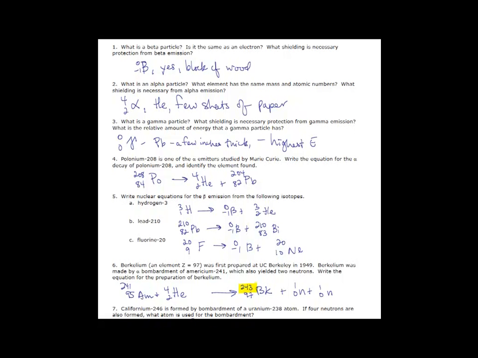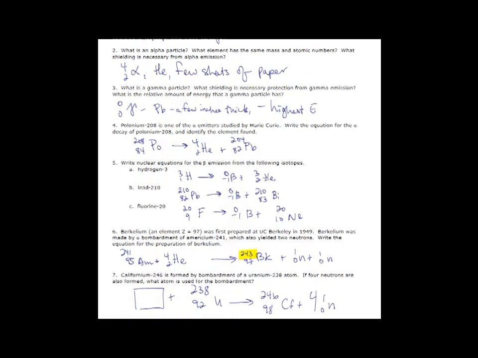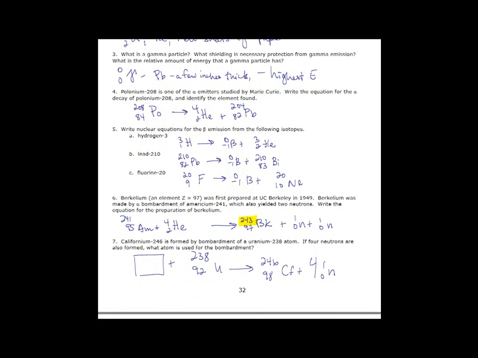Okay, number 4, polonium-208 is one of the alpha emitters studied by Marie Curie. Write an equation for the alpha decay of polonium-208. So polonium-208 will go on the left side, then you'll have your arrow, and then the alpha particle, and then the other radioisotope formed is 204-82 lead. So always make sure that your mass numbers add up to the right number and your atomic numbers add up to the right number.